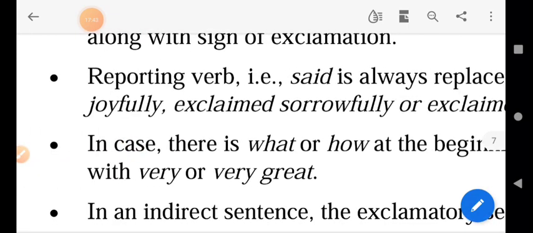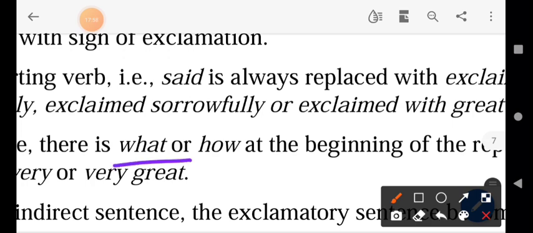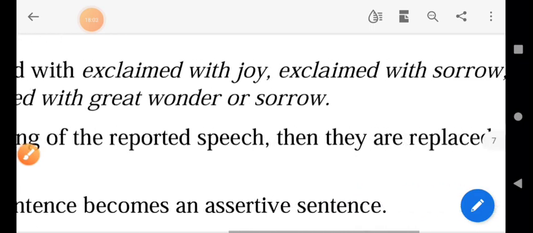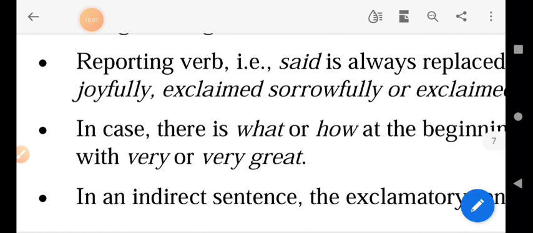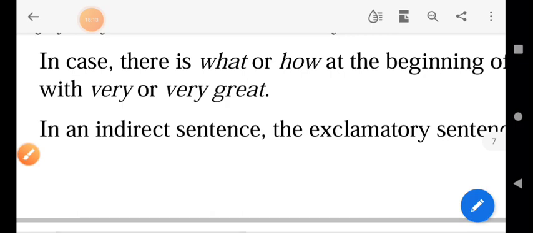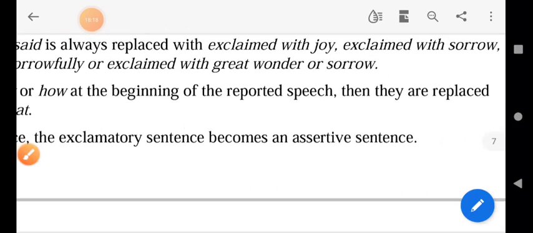And the next rule is, in case there is a what or how: what a beautiful scenery it is, what a beautiful girl you are, how beautiful you are, how large this building is. In these two words, what and how, beginning the exclamatory sentence, in reported speech they are replaced with very or great. And then in indirect speech, the exclamatory sentence becomes an assertive sentence. This is more important, my dear sir.